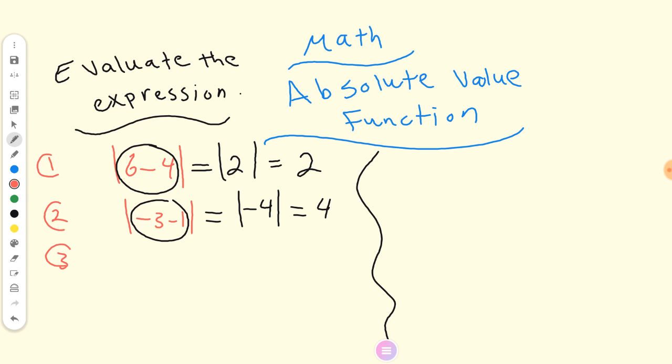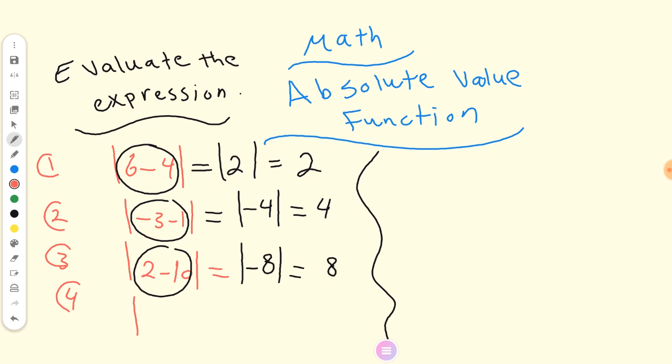Absolute value of 2 minus 10. 2 minus 10 is what? Yes, it's negative 8. And the absolute value of negative 8 is a positive 8. Okay, another one.